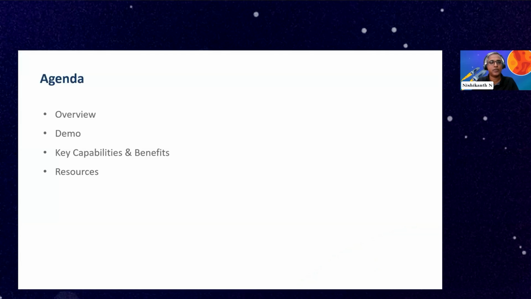So let's get started. Today's session is going to be led by me, joined by Anuba and Shweta. And the agenda for today is going to be a quick overview of what automation templates are, what exactly they do, a demo, that's where we'll spend most of our time, and we'll summarize with the key capabilities and benefits of using templates, and we'll end with some of the key resources which we think are going to be useful for you to get started with templates.